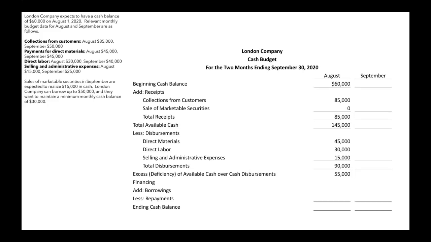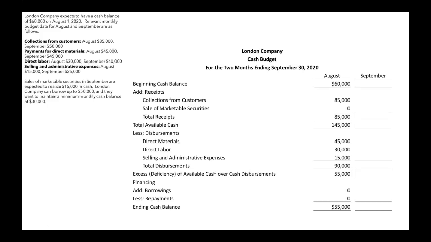So if we didn't have that minimum monthly cash balance of $30,000 that we wanted, we would have to borrow money here. But since we have $55,000, we don't need to worry about any financing here in August, giving us an ending cash balance of $55,000.